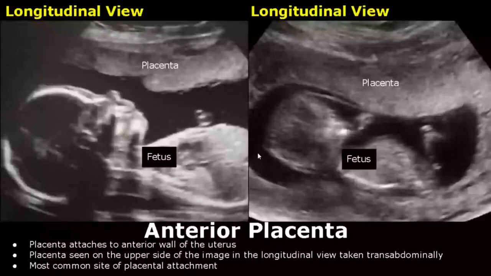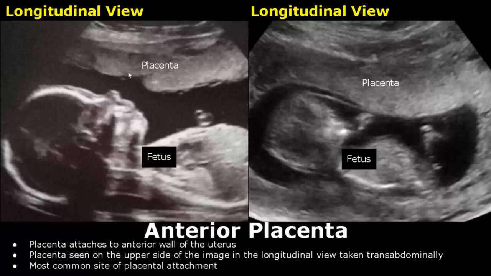An anterior placental position is the most common position. The placenta attaches to the anterior wall of the uterus. In the longitudinal view, it will be seen on the upper side of the image taken transabdominally.